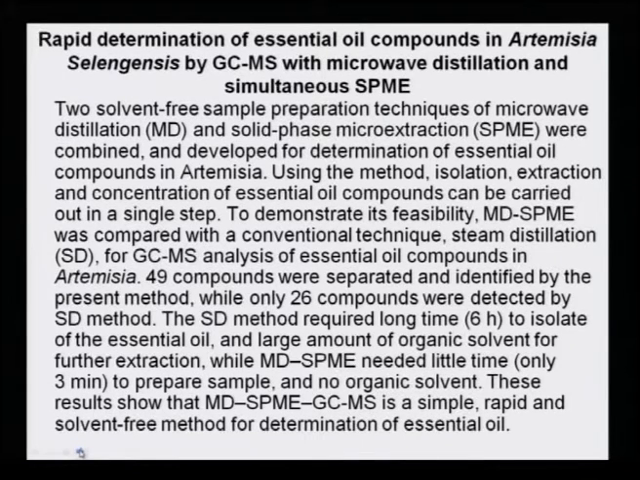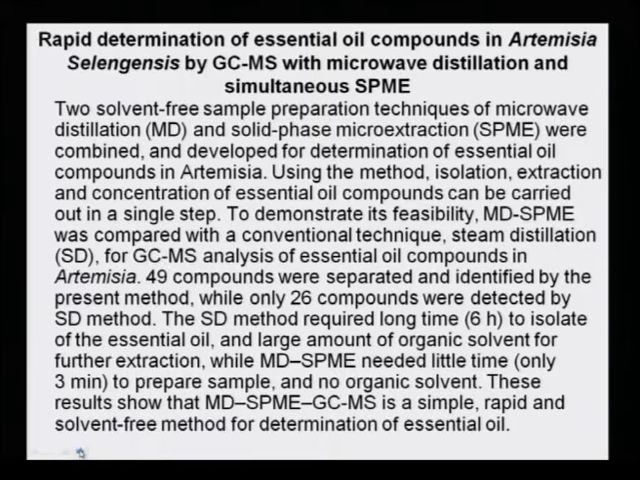Therefore, the MD SPME needed only very little time, 3 minutes were required to extract, and the sample preparation method was also not very difficult. No organic solvent was used, and so in all these parameters the MD SPME method is a much superior extraction method for essential oils of artemisia as compared to the conventional steam distillation method.